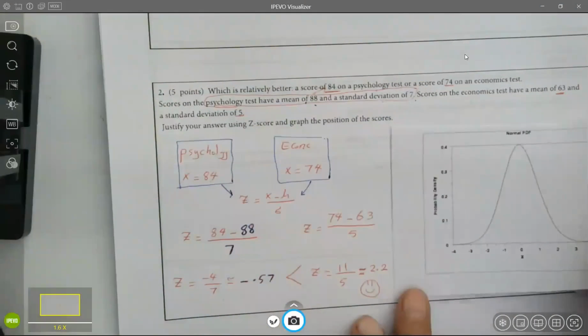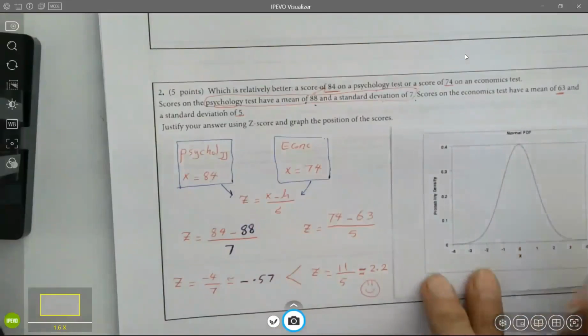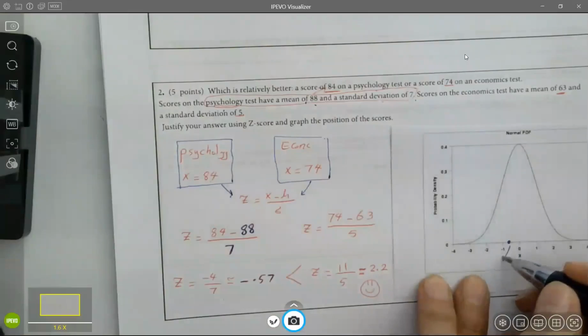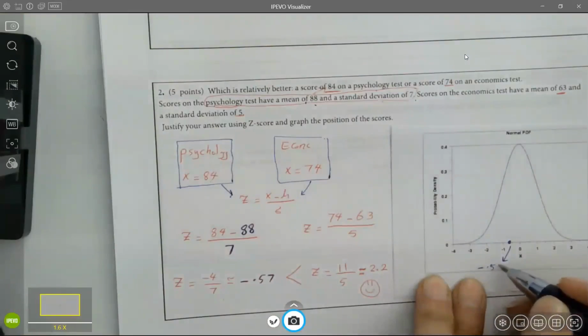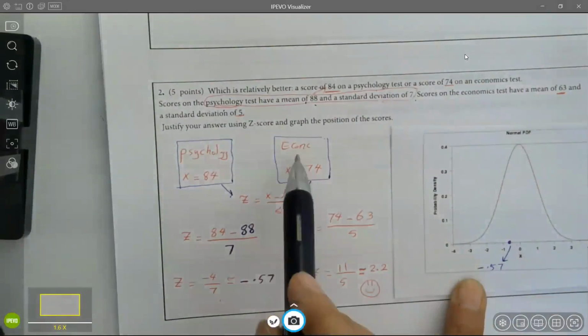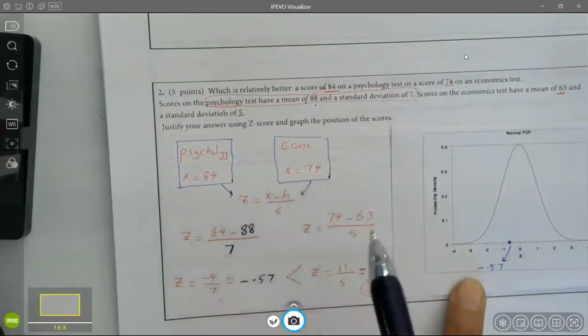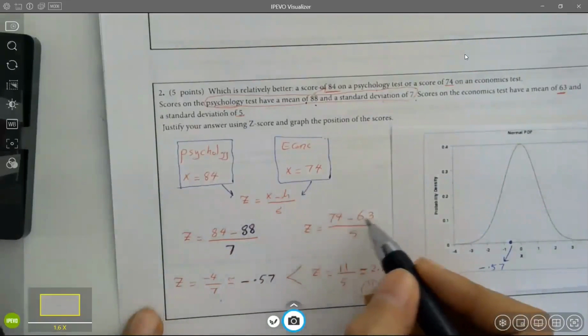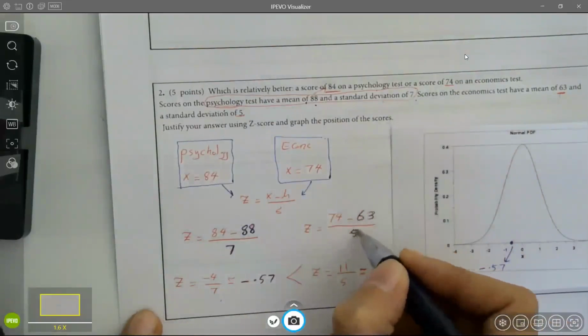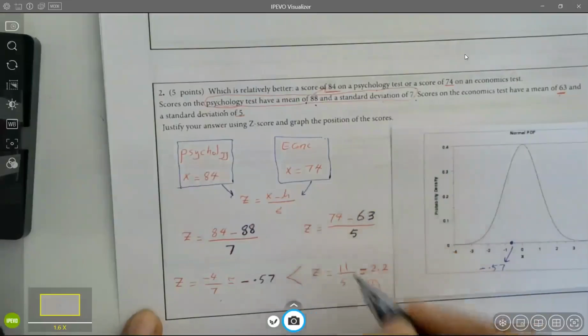Let's take a look at this standard normal distribution. So negative 0.57, which is roughly here. Negative 0.57. This is for your psychology. The second one is for econs. It says, hey, x is 74, so let us plug in 74, and the mean is equal to 63, and standard deviation is 5. Again, do not change the order. You get 11 divided by 5, or positive 2.2.